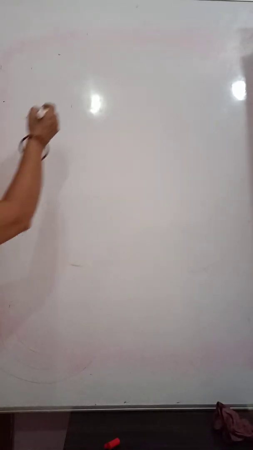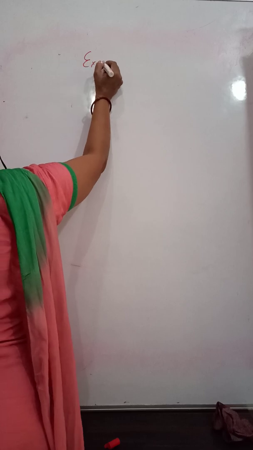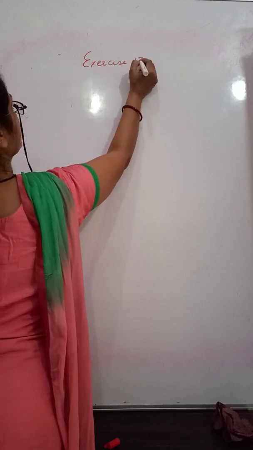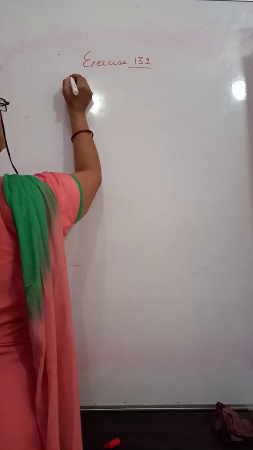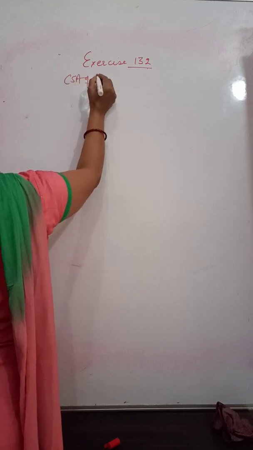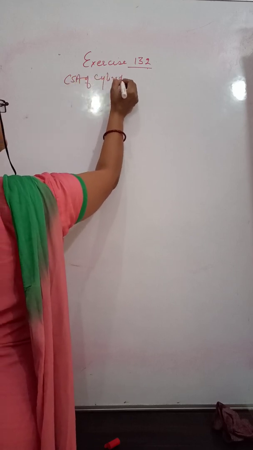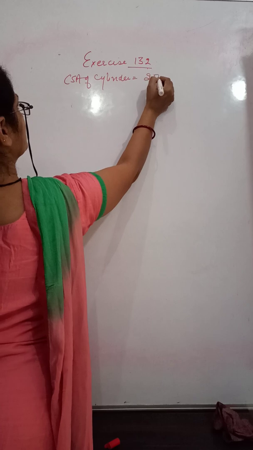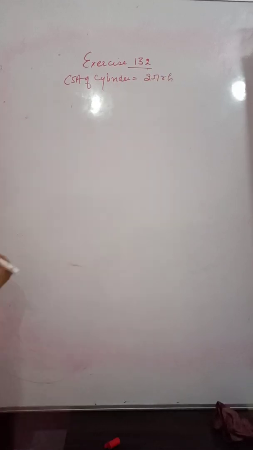Children, let's start with exercise 13.2. In exercise 13.2, we will be concerned with the surface area of the cylinder. You know the curved surface area of a cylinder is 2 pi r h, right?